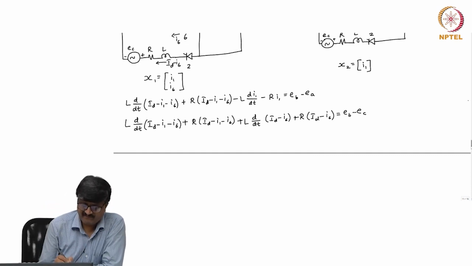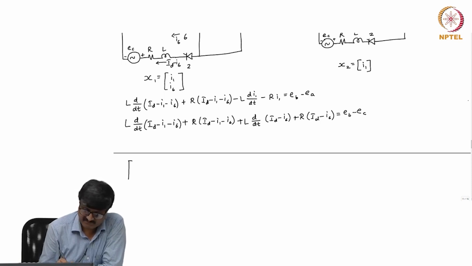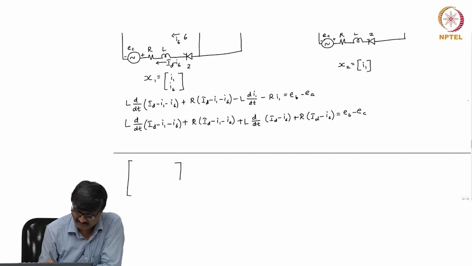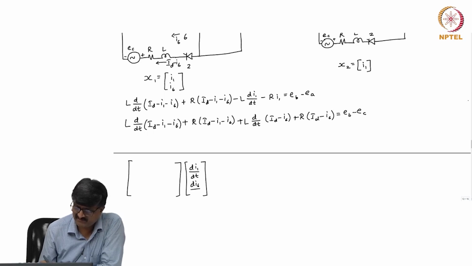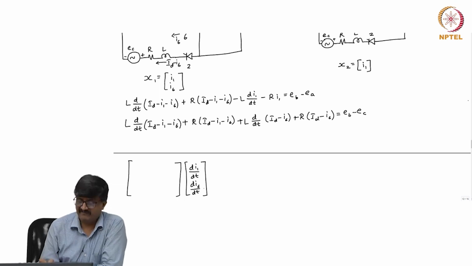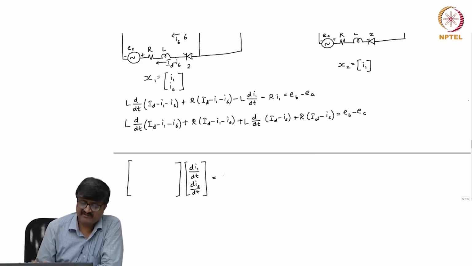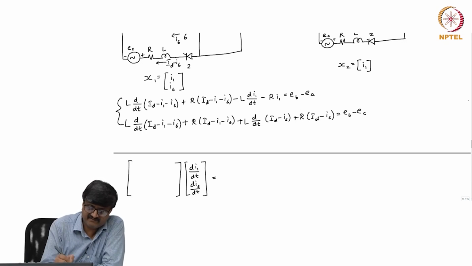So, I will write this in the form of a vector matrix equation. I will take a matrix and multiply this by the column vector whose elements are the first order derivatives of the elements of x 1, that is d I 1 by dt and d I 6 by dt. My intention is to get the equation in the standard form. In the standard form I have only the derivative of the state variables on the left hand side. So, from these two equations that we have derived, I am getting this.